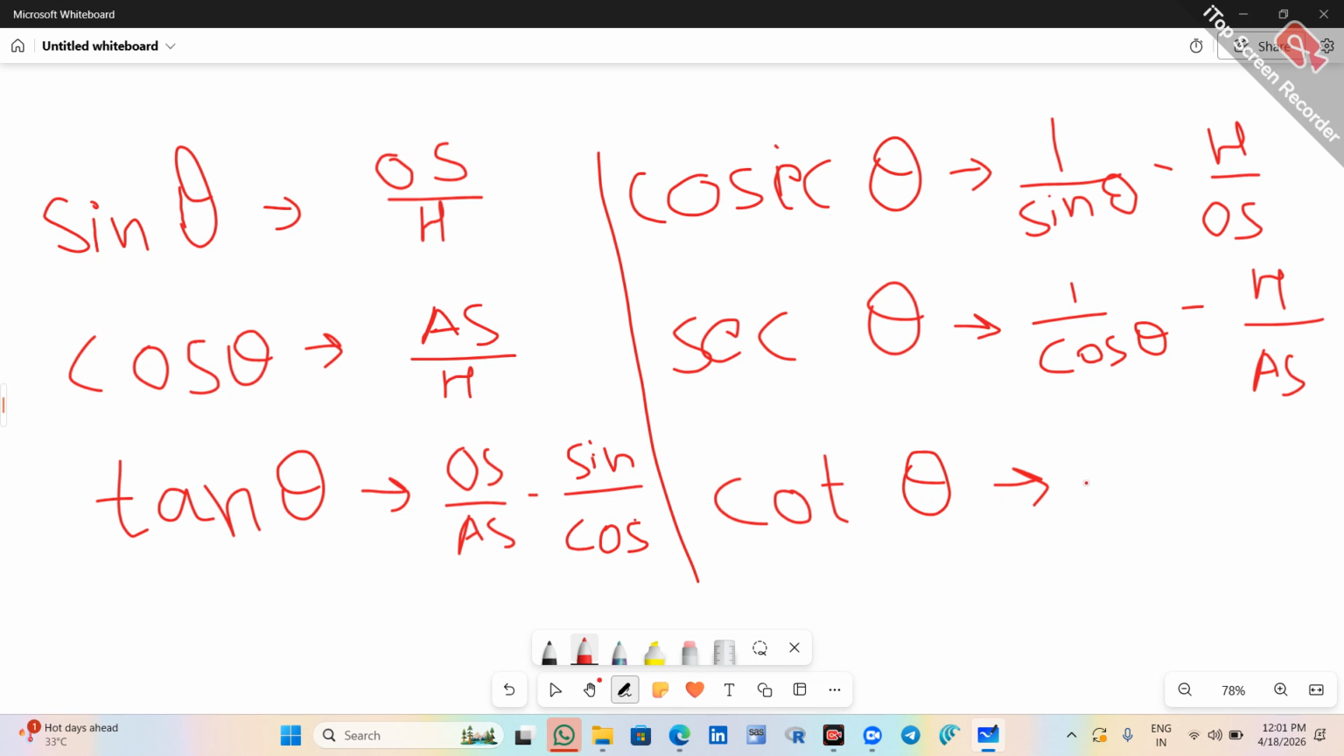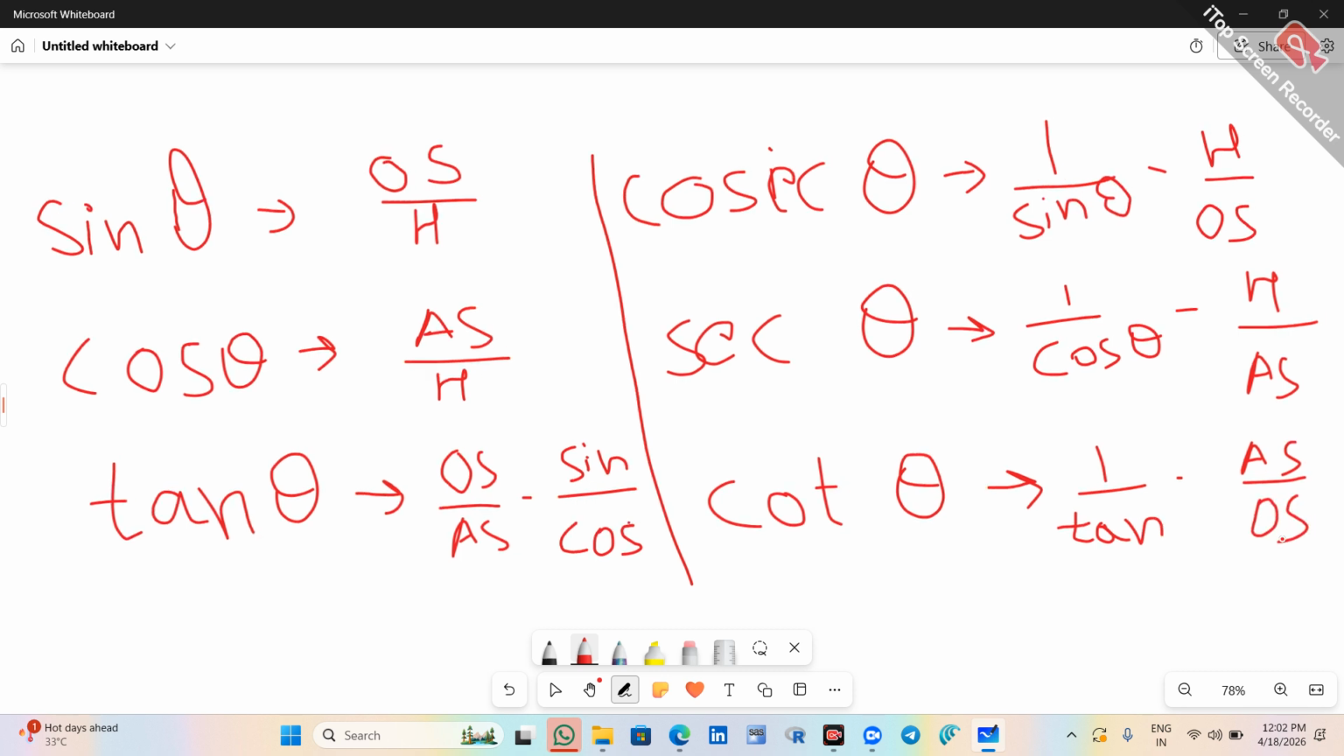And coming to the last but not least, cot theta. Cot theta is nothing but the inverse of tan theta, 1 over tan theta. We can just invert the values and take them: adjacent side over opposite side.